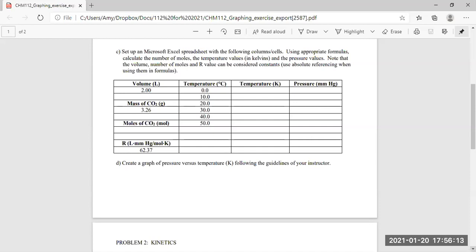For your volume, we're going to assume that this is a 2-liter flask. You will have calculated your moles of carbon dioxide, and it gives you temperatures, but note that your temperatures are in Celsius. Add 273 in order to convert your temperatures from Celsius to Kelvin. Then you are going to have to graph things. All right, so let me swap over to Excel.